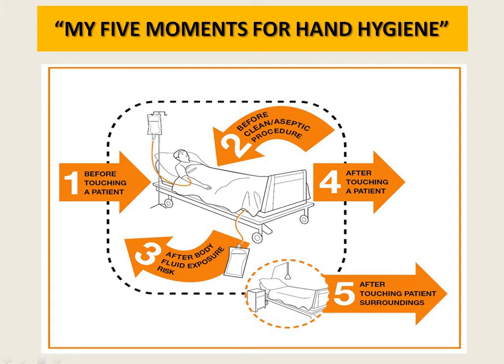So there are 5 moments for hand hygiene. Number 1, before touching the patient, we should have clean hands. Second, before a clean or aseptic procedure is done. Then thirdly, after body fluid exposure risk is there. So if you are changing a catheter or urinary tubes, definitely we should work on that. Fourth is after touching a patient. So before touching is number 1, after touching is number 4, and then after touching the patient's surroundings also we should have hand hygiene so that we don't transmit the infection to the next patient.